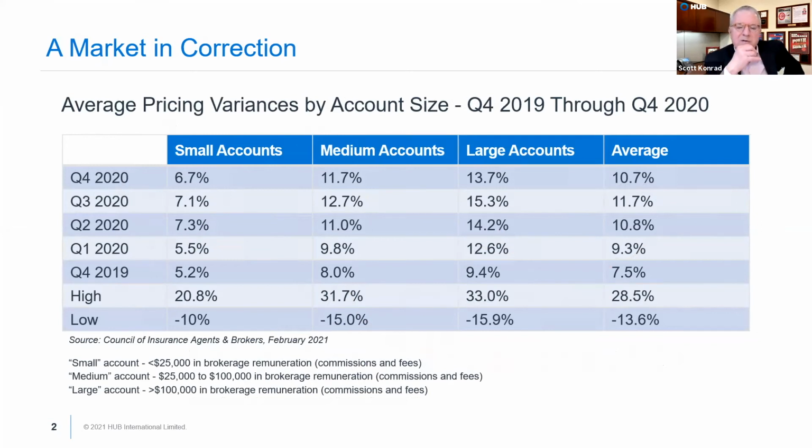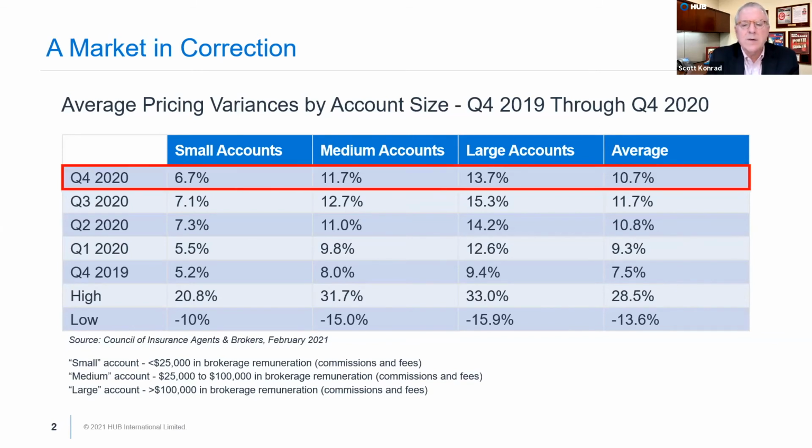CIAB defines a small account as an account that generates less than $25,000 in brokerage remuneration. Again, this is why it's important to know what your broker gets paid. A medium-sized account is $25,000 to $100,000. A large account is over $100,000. If you just use 10% as a good average commission level, a small account would be somebody paying $250,000 in premiums or less, a medium account anywhere from $250,000 to $1 million, and a large account would be over $1 million. Anyway, you can see that it's the large accounts that are getting hit the hardest. Smaller accounts are having an easier time of it.